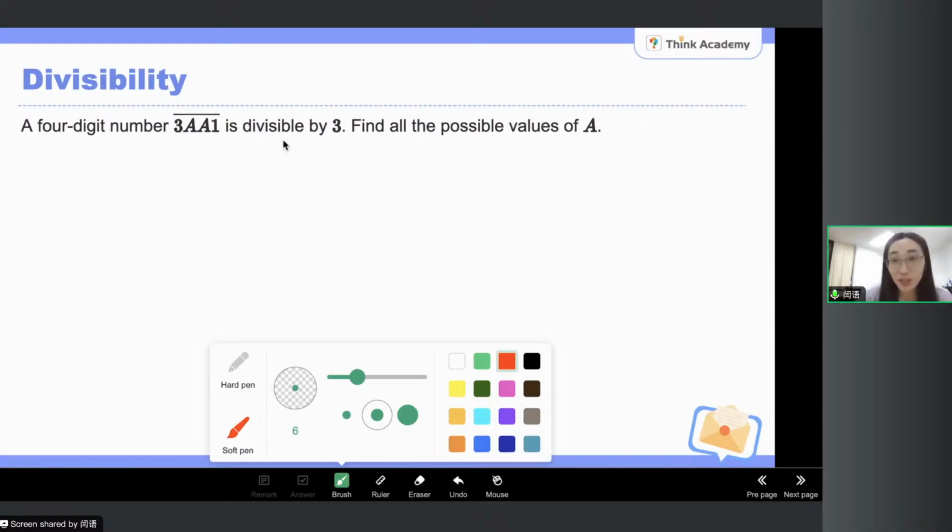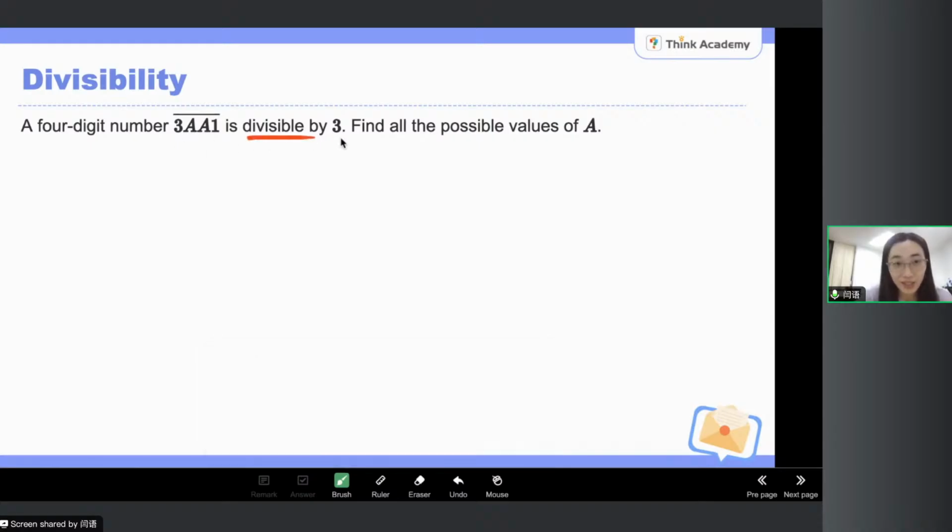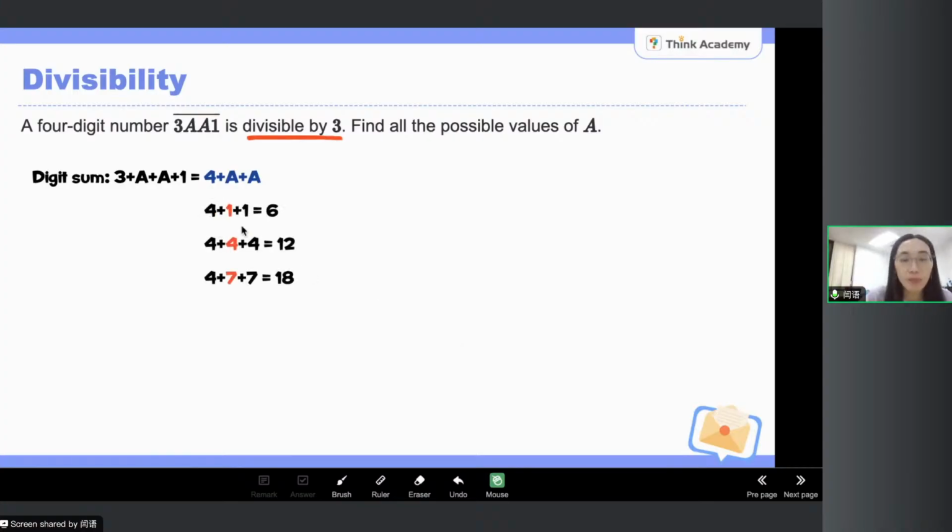Now again, let's have a look. Now we know that this is a 4-digit number, divisible by 3, which means we need to check the digit sum. So what is the digit sum now? It is 3 plus A plus A plus 1, right? So altogether, it should be 4 plus A plus A. Pay attention, you must add A twice. Now, of course, you can just check one by one. 4 plus 1 plus 1, then you can get 6, and 6 is divisible by 3, which means 1 is the correct answer.